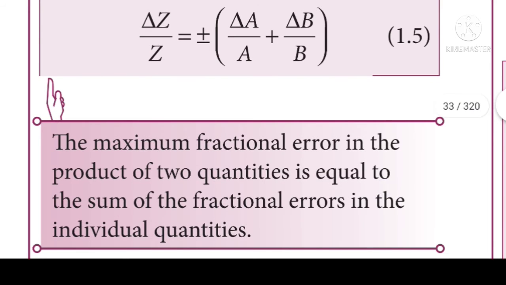This expression can be explained as the maximum fractional error in the product of two quantities is equal to the sum of the fractional errors in the individual quantities. Once again I repeat, the maximum fractional error in the product of two quantities is equal to the sum of the fractional errors in the individual quantities.